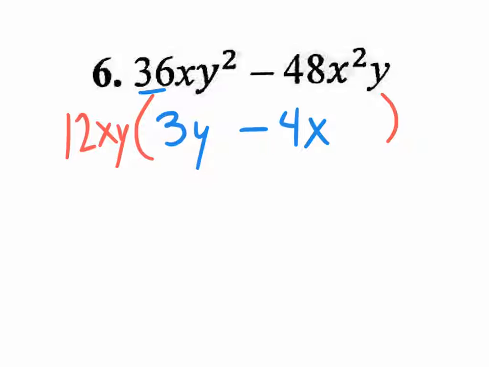Now, if you wouldn't have pulled out 12, like if you would have pulled out a 6, you'd still be able to pull something else out. So it's always better to go with the greatest common factor, the 12. Let's move on to number 8.